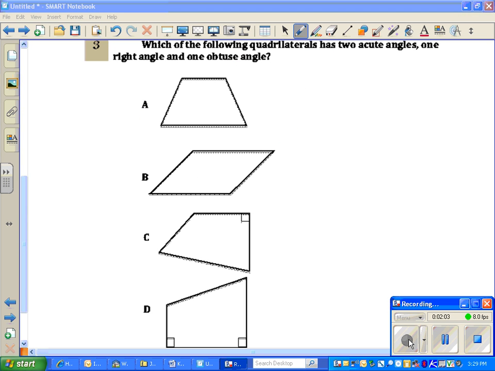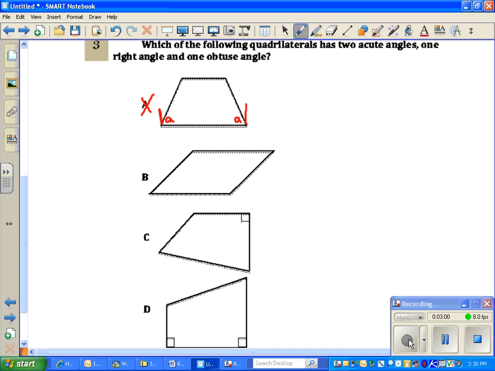Okay, question number 3. Which of the following quadrilaterals have 2 acute angles, 1 right angle, and 1 obtuse angle? Okay, so let me look at each of my shapes and label the shape, label the angles. Okay, letter A. I see this. This is my L. It's smaller, so this is an acute angle. Here's my L for my right angle. The angle is smaller. This is an acute angle. That looks right so far, 2 acute angles. And then it says, I need 1 right angle. I think I'm going to look for one that actually has a right angle. A doesn't have any right angles, so I'm actually going to cross A out.